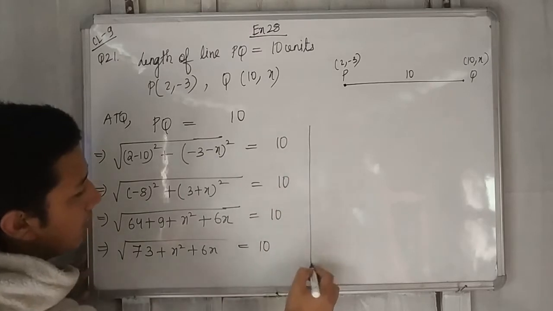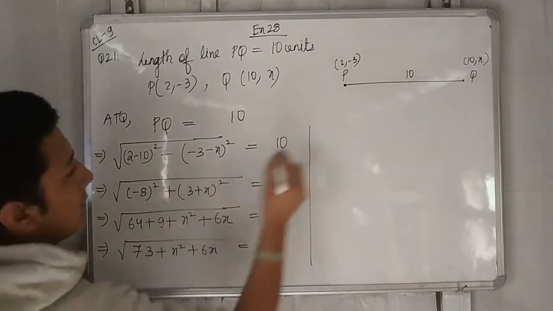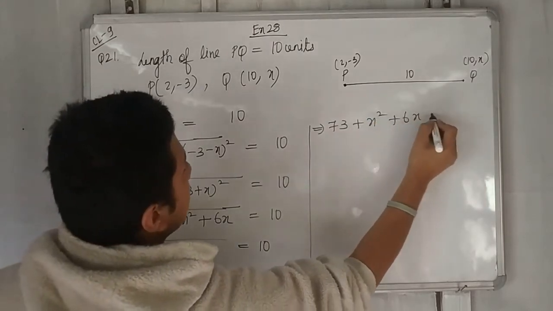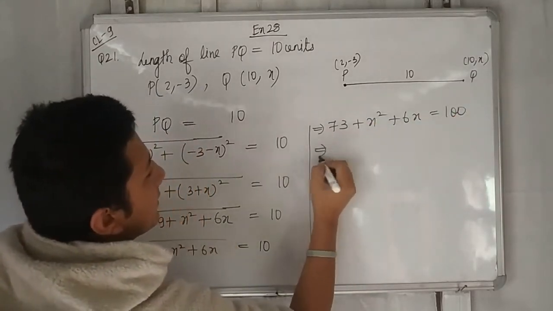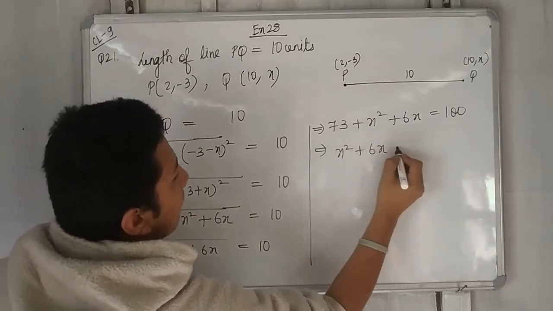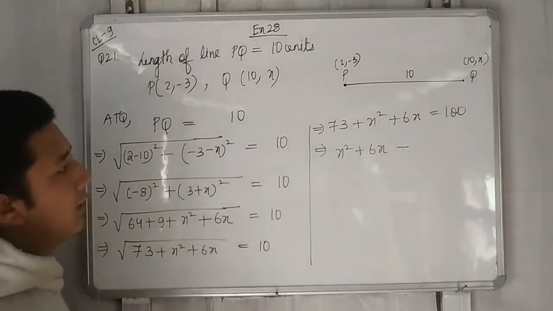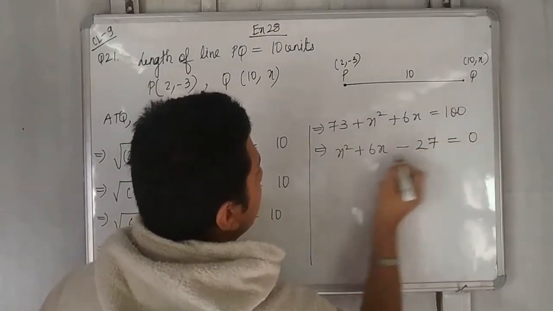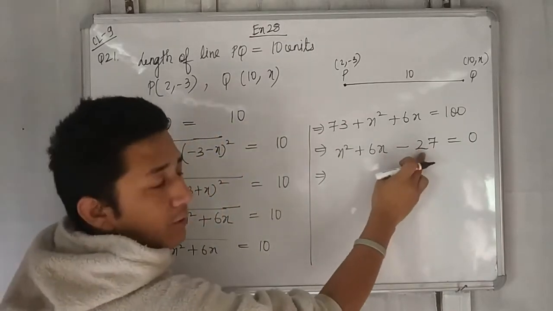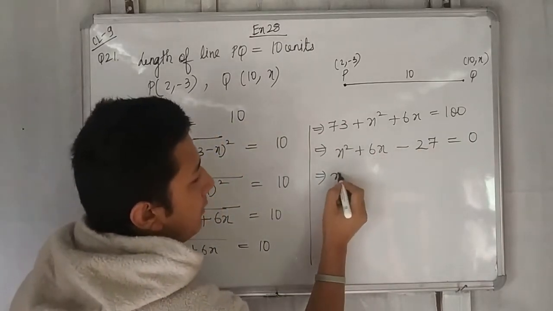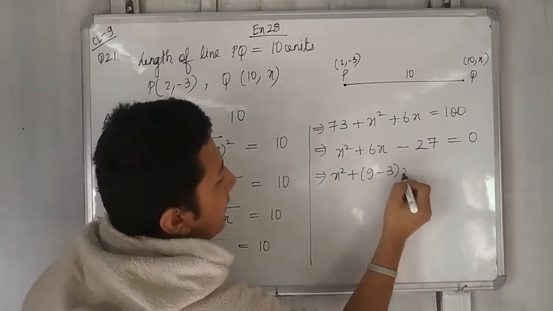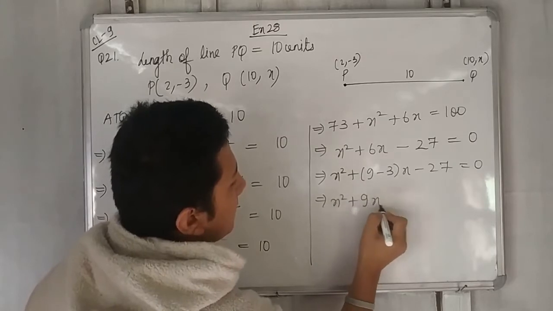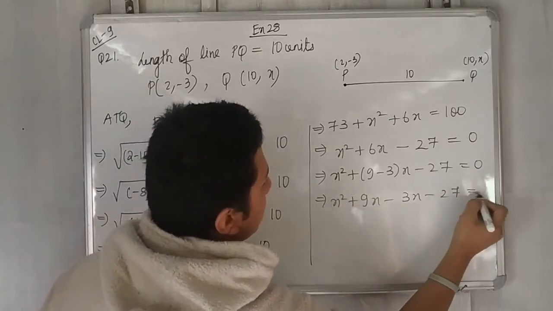So now we need to square both the sides. When we square both the sides, this will be 73 plus x square plus 6x is equal to 100. Therefore bring this side: x square plus 6x minus 27, because minus 100 is a greater number, I believe. Yes, minus 27 is equal to 0. So multiplication is minus 27, and subtraction is 6. So very simple: x square plus 9x minus 3x minus 27 is equal to 0.